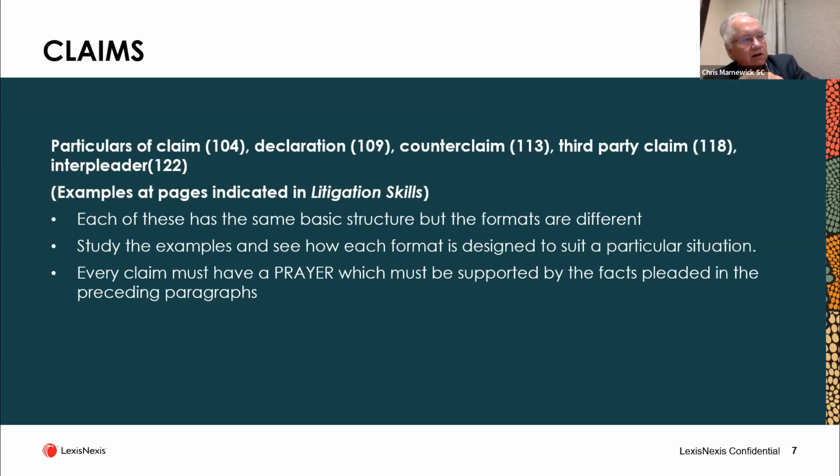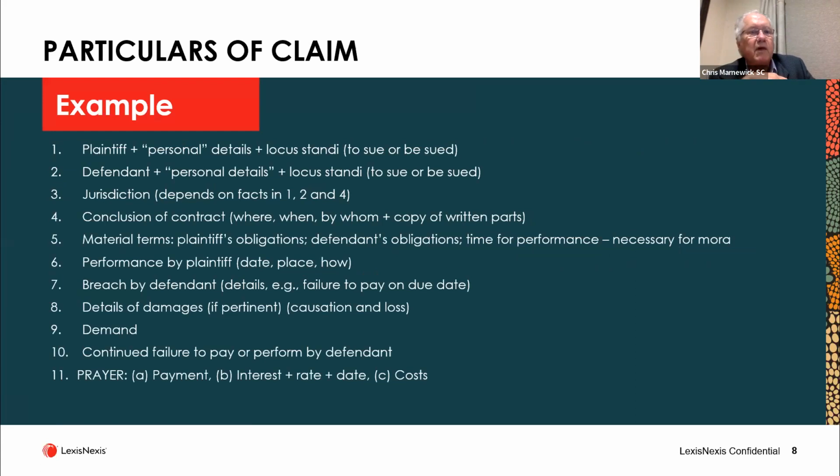Could I have the next slide, please? I've put together an example here of a typical particulars of claim or declaration. This will also apply to a counterclaim adjusted as may be necessary, and also a third-party claim and an interpleader claim.